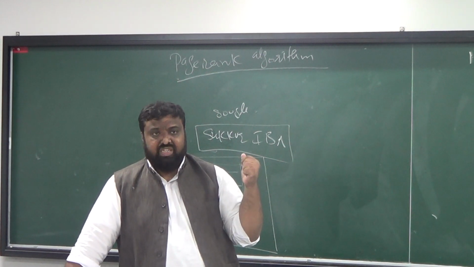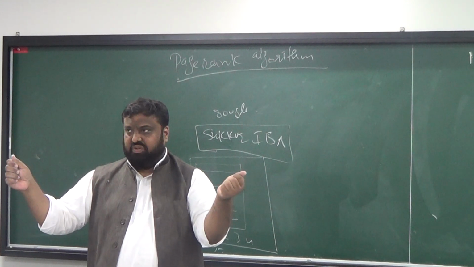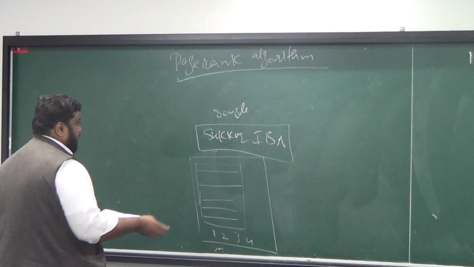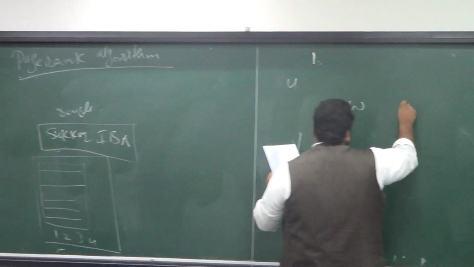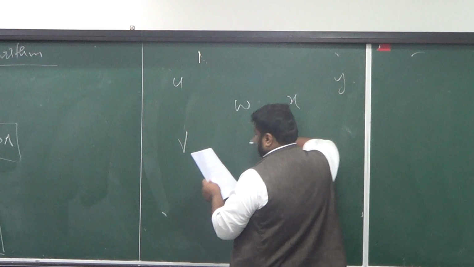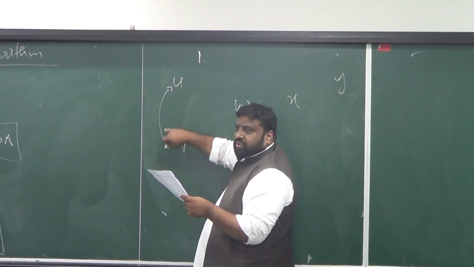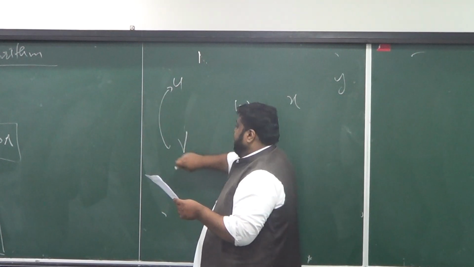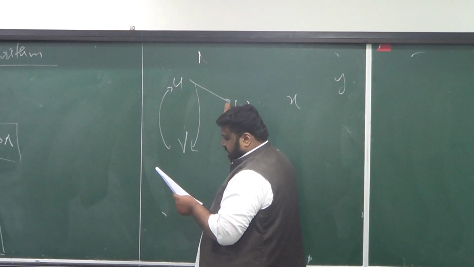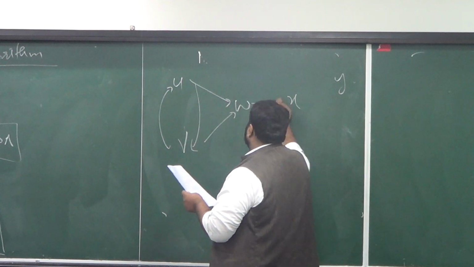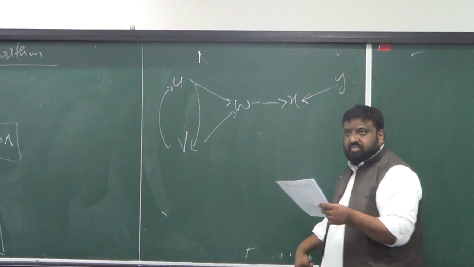So we have to treat each website as a state. For example, imagine I have 5 websites, say U, V, W, X, and Y. V contains a hyperlink for U, and U contains a hyperlink for V. U refers to W, and V also refers to W. W refers to X, and Y refers to X.